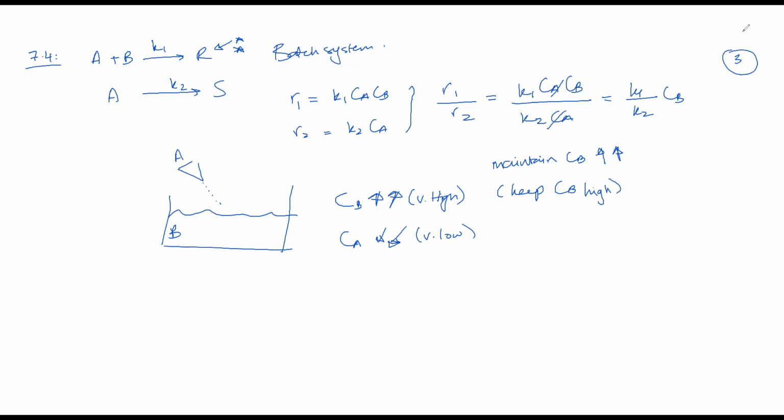This is number 3. Let me save this slide. Let me clear out. Let's move on to number 7.5. Let's have a look at 7.5. In this case, I have A plus B going to R, with K1. And then I have 2A going to S, with K2. And you're being told this is done in a flow system, i.e. a PFR, right? Okay.